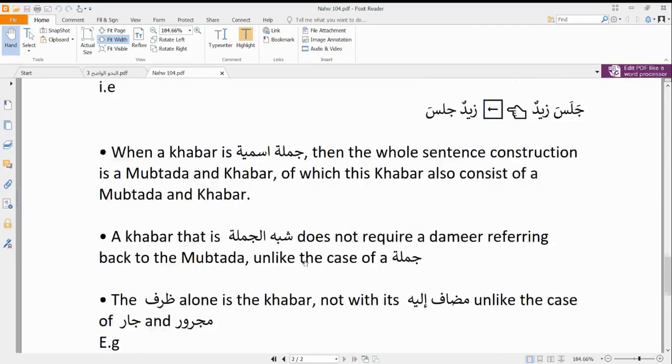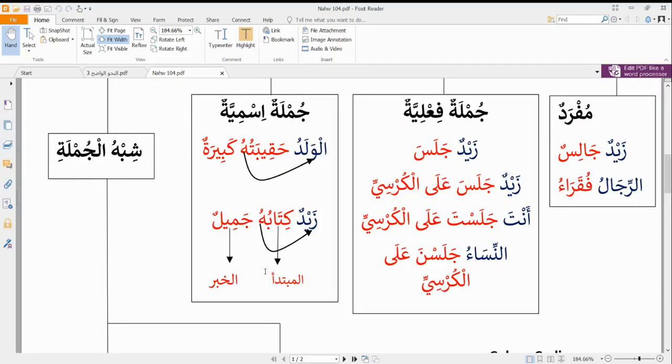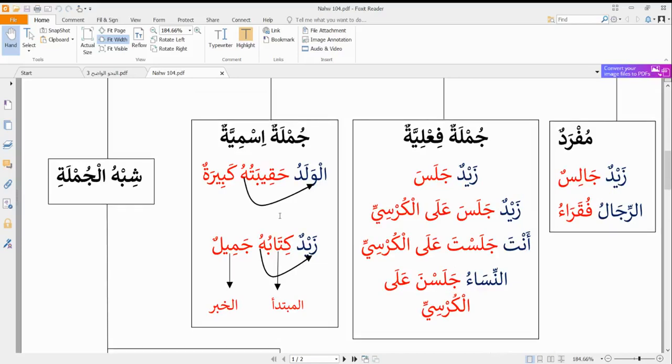So we have our explanation. We have also explained it here that when a khabar is a jumlatun ismiya, then the whole sentence construction is a mubtada and khabar, and this jumlatun ismiya, which is a khabar, also has its own mubtada and khabar. Now another important note that we must have is that when we have a jumlatun ismiya as a khabar, there must be a domir, there must be a pronoun inside that jumlatun ismiya that is referring back to the original mubtada of the entire construction.